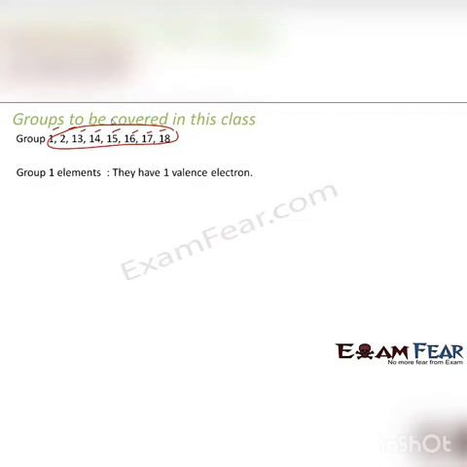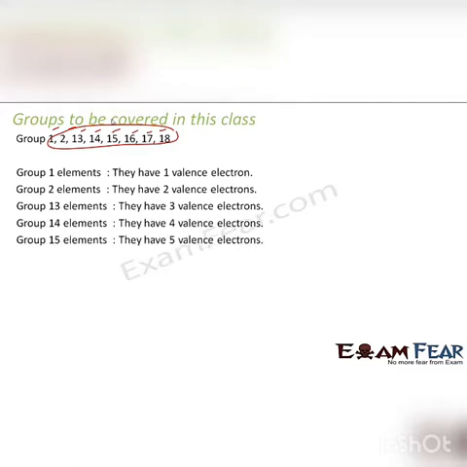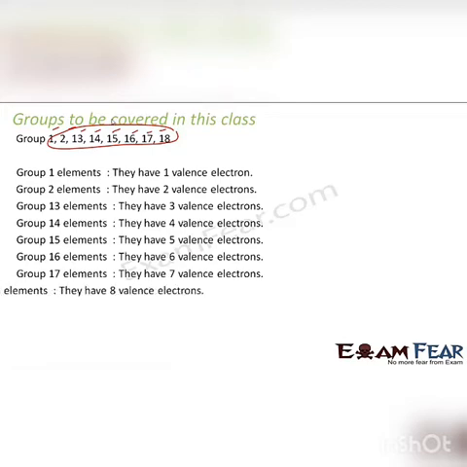Right? So group 1 has 1 valence electron, group 2 has 2, group 13 has 3 valence electrons, 14 has 4, 15 has 5, 16 has 6, 17 has 7, and 18 has 8 valence electrons. So we'll study all these groups only, right? So when I'm talking about the properties and all, I'm talking about only these groups in this class at least.